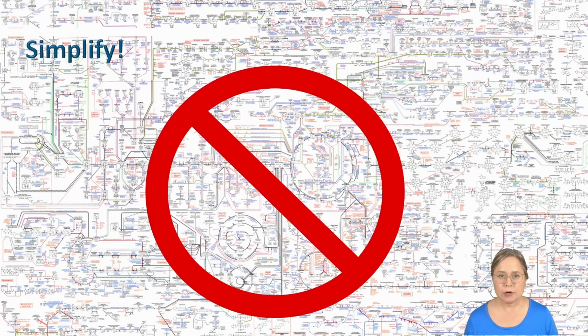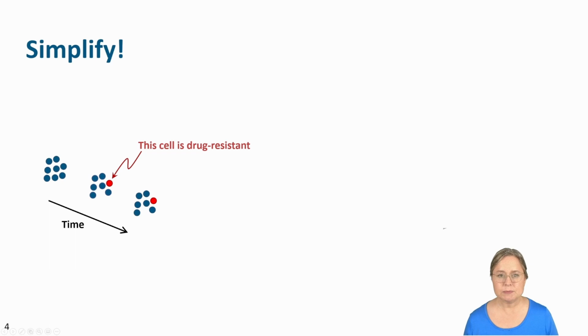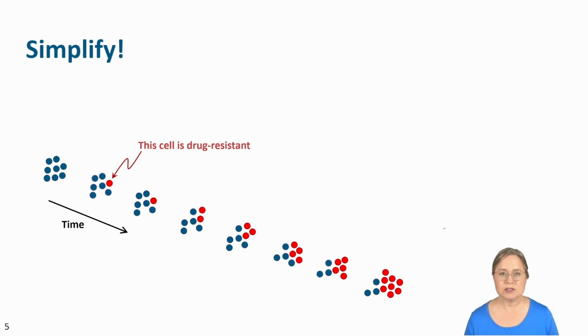Although I do love network models, today we're skipping molecular mechanisms and looking at the simplest possible models, just the number of cells over time. If we have some drug-sensitive cells in blue and a drug-resistant cell in red, then our minds can imagine what will happen during drug treatment. That means our mental models can predict the future, at least qualitatively.